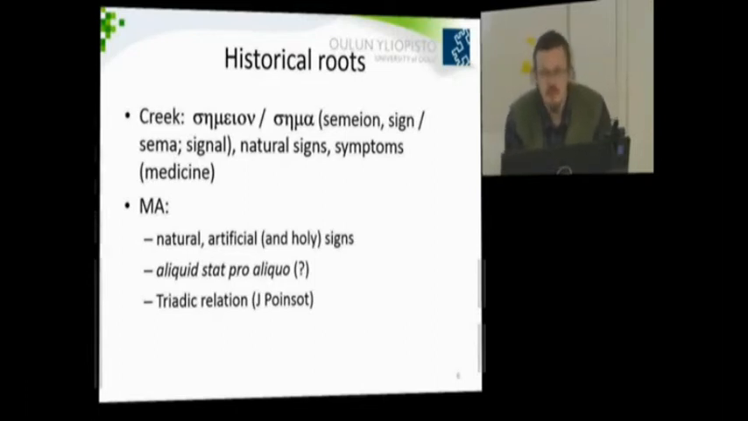But this is too restricted. It was not about a two-point relationship, but they were already developing a triadic relationship of sign, which was then important for Peirce especially. The not so well known Portuguese schoolman João Poinsot was a very important figure here.